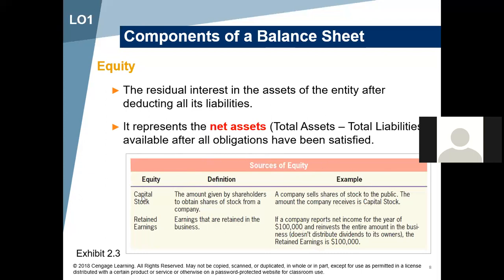You have capital stock. What are the two components of capital stock? If you remember or if you read the book, you have ordinary shares, also known as common stocks, and you have preference shares, also known as preferred stock. All right. So what do you mean by capital stock? It is the amount given by shareholders to obtain shares of stock from a company.